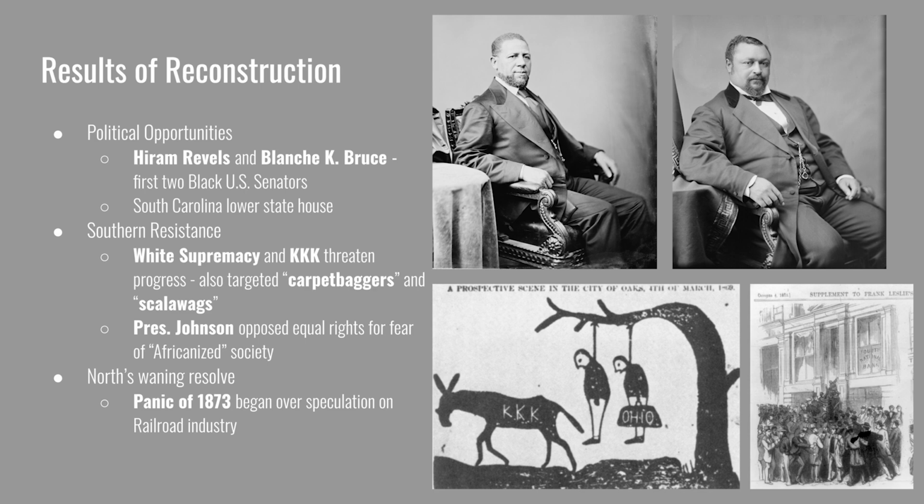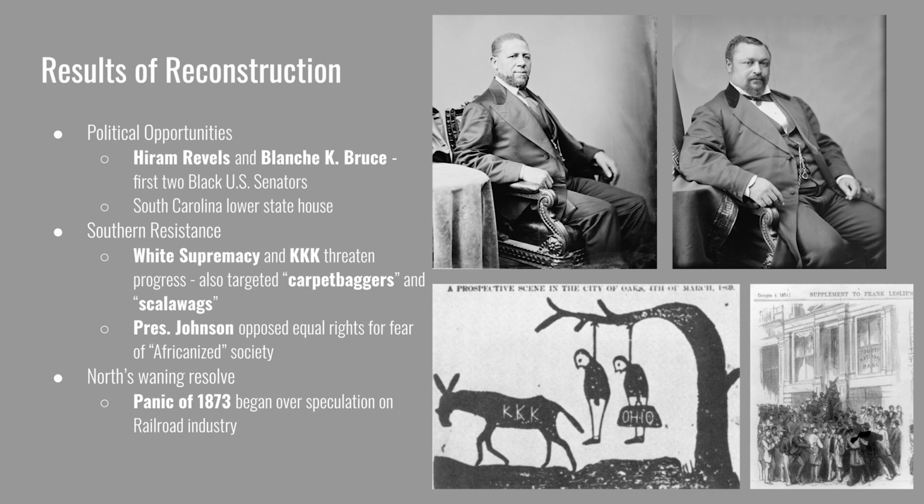The Ku Klux Klan, or KKK, threatened this progress by threatening African Americans with violence and lynchings. They also targeted carpetbaggers and scalawags. Carpetbaggers were Northerners who came to the South to try and benefit from the Reconstruction of the South. Scalawags were Southern sympathizers of the Republican Party. The cartoon on the screen is meant to threaten carpetbaggers. It's dated March 1869, and one person hanging from the tree is holding a bag with the state of Ohio inscribed in it.